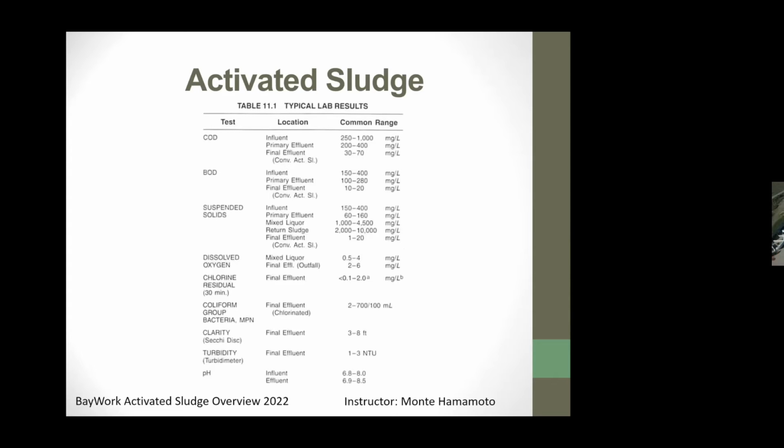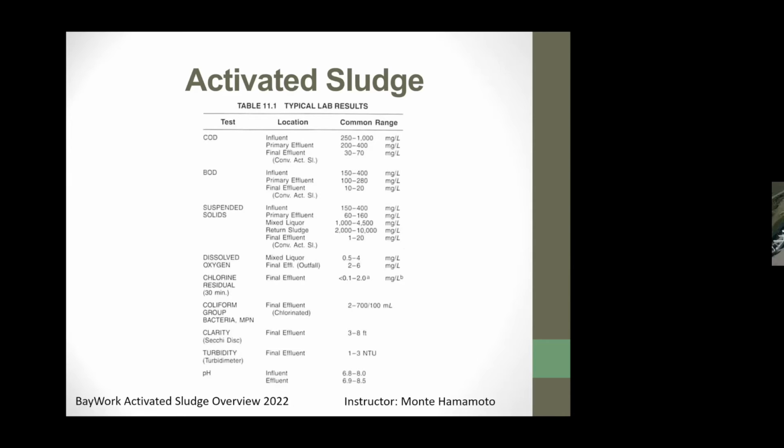I just threw this up for your reference. I believe this is in one of the state manuals for wastewater operations, I think in volume 1. And this is just typical parameters you see in an activated sludge system: what's coming in your influent, your COD and BOD, what kind of ranges you can expect, what your primary effluent BOD should be going into your activated sludge system, and what your final effluent BOD is.